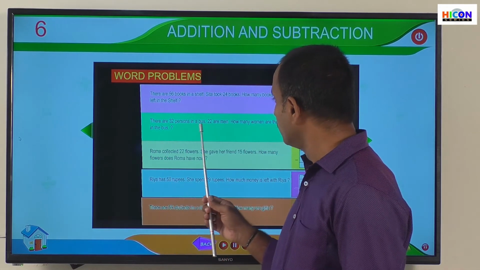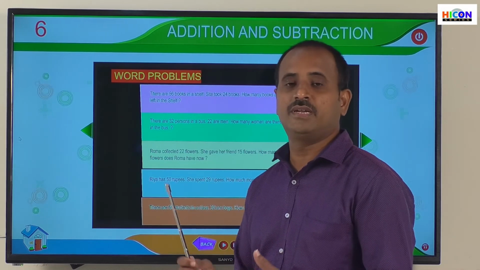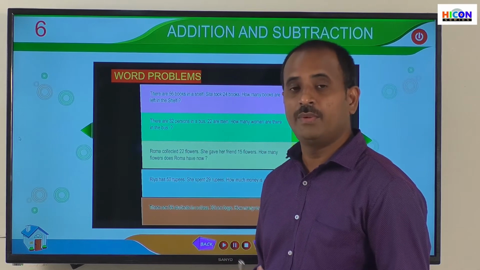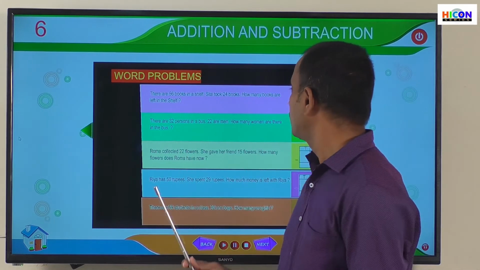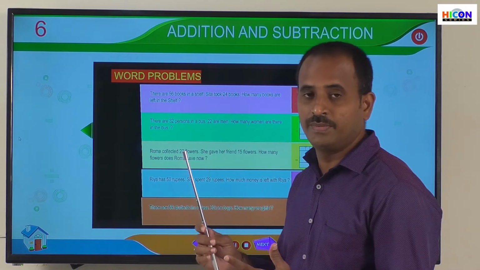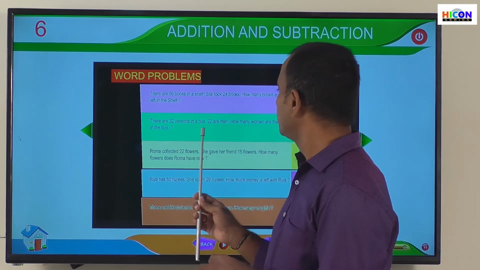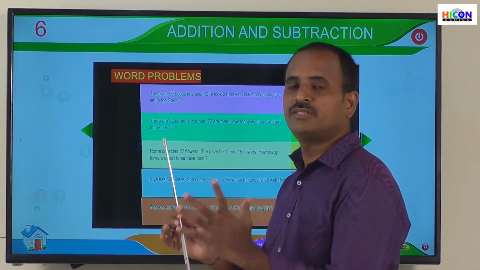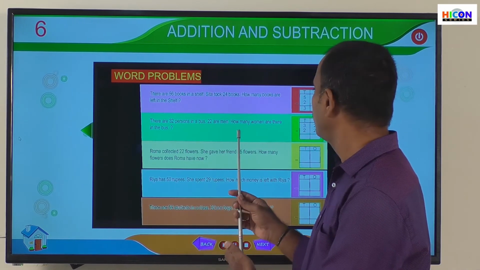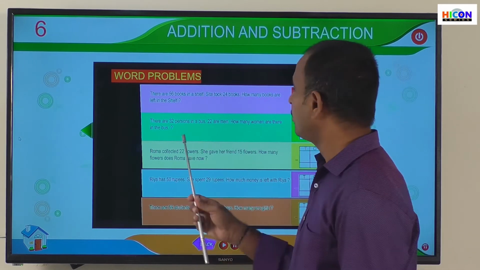There are 32 persons in a bus. How many persons are there total in the bus? There are total 32 persons in the bus. And among the total 32 persons, how many are men? 22 are men. Men means gents. So among the 32 persons, 22 persons are gents. And now what do we have to find in this problem? We have to find how many women are there in the bus.